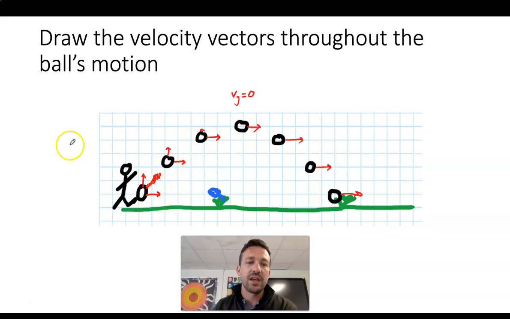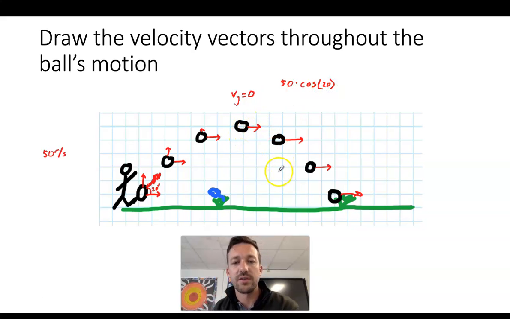So if you kicked it at, let's say, 50 meters per second, at an angle of some weird angle like 20 degrees, and it asks what's the velocity here at the top? The only velocity you have at the top is the horizontal. So it'd be 50 times cosine of 20, and that would calculate your horizontal velocity, because it's only the horizontal portion of it. If you wanted to calculate your verticals, that's going to be different.